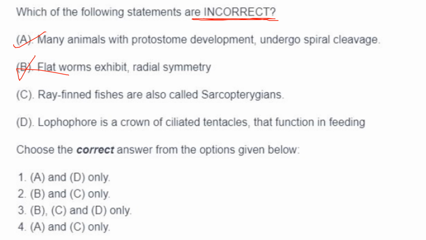Ray finned fishes are called sarcopterygians. Actually they are called actinopterygians, not sarcopterygians. Sarcopterygians are lobe finned fish. So C is also not correct. Lophophore is a crown of ciliated tentacles that function in feeding is correct. They have asked for the incorrect statement, so B and C is the answer. Answer is option 2.